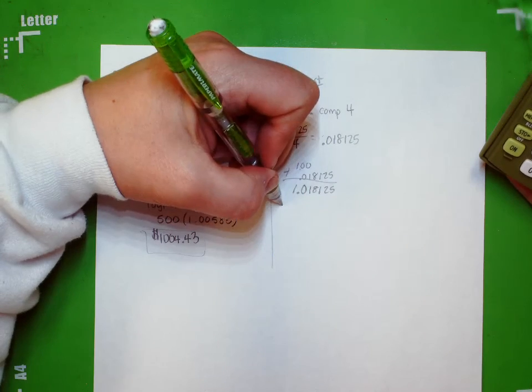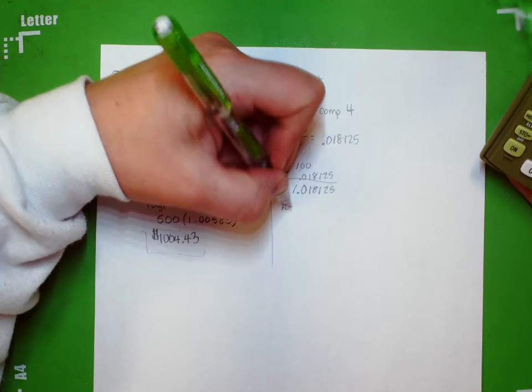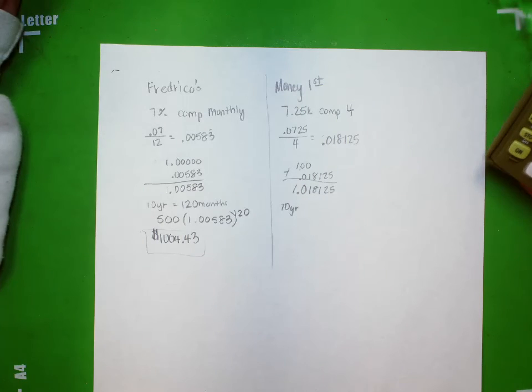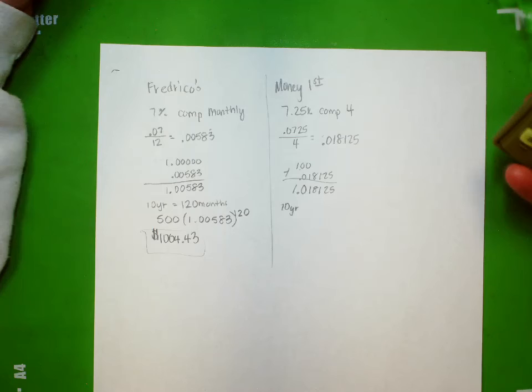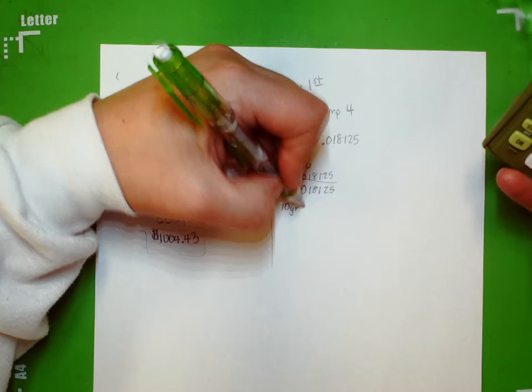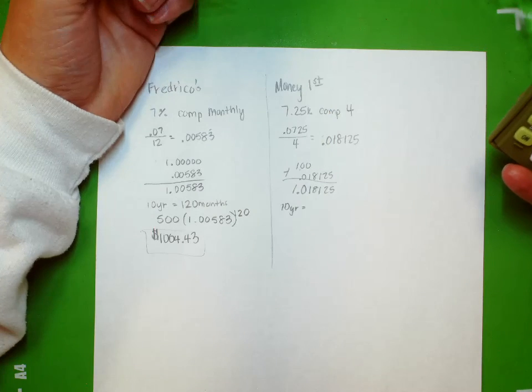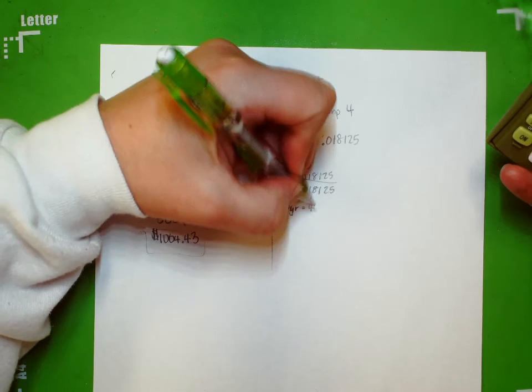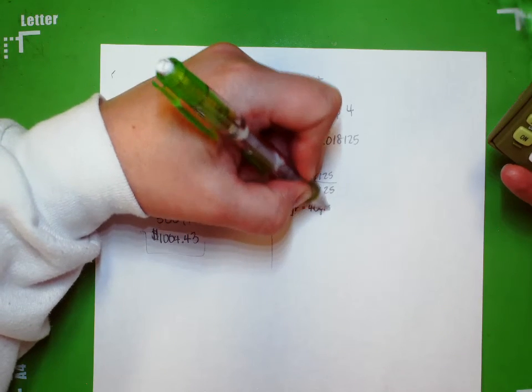We want to know in 10 years how many quarters have passed. So how many quarters are there in 10 years? You multiply the 10 by 4. There's 4 quarters per 1 year. And we get that there would be 40 quarters.